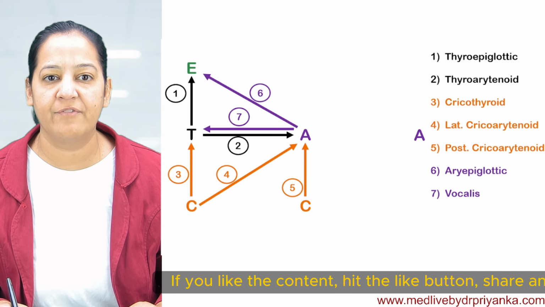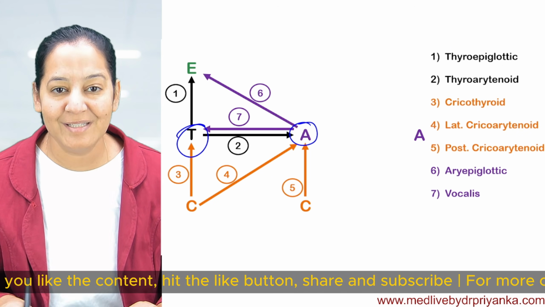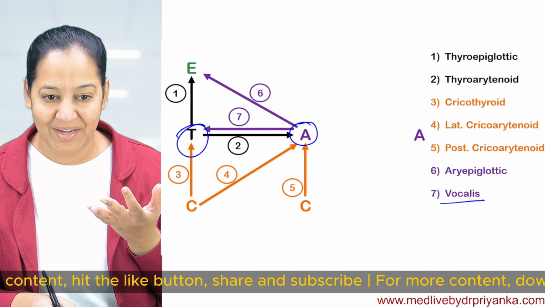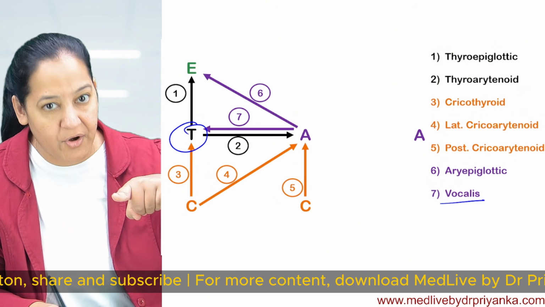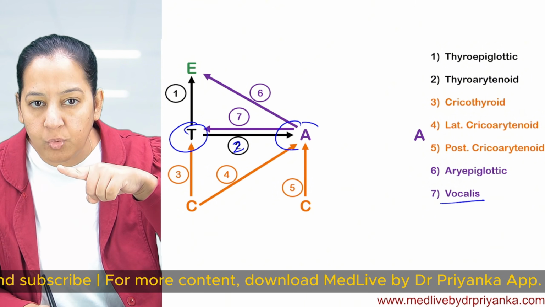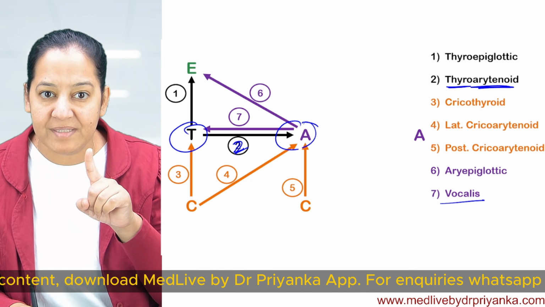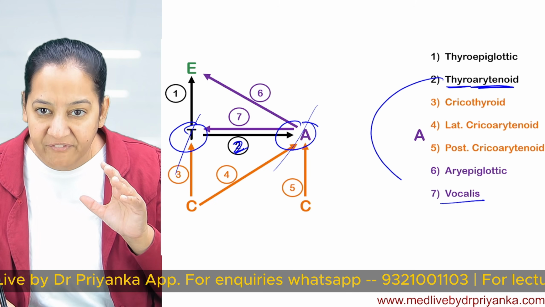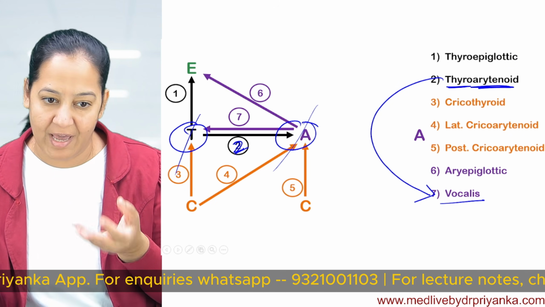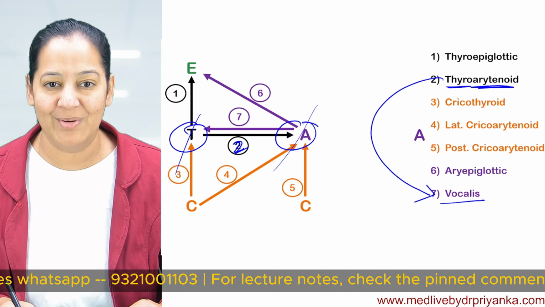The next muscle arising from the arytenoid connects the arytenoid to the thyroid. This muscle is known as vocalis. Actually, it's a modification. I already taught you a muscle which is connecting the thyroid to arytenoid, the second muscle, thyroarytenoid. Now I am saying a muscle arising from the arytenoid to the thyroid. So basically, it's a modification of thyroarytenoid only, and this is known as vocalis.